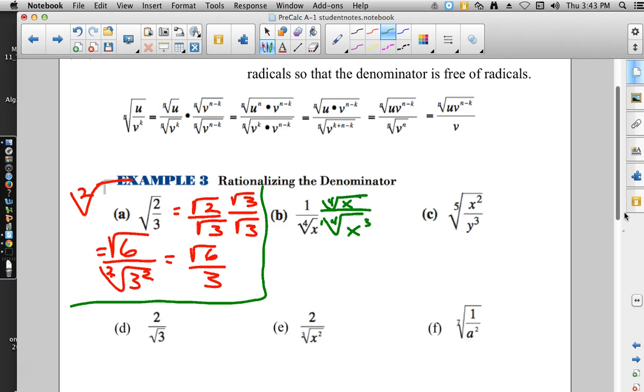And whatever we do to the bottom, we have to do to the top to keep it equivalent. So now my numerator is the fourth root of x to the third, and there's nothing I can do about that. But my denominator is the fourth root of x to the fourth. Now that's important. The fourth root of x to the fourth, hey, that's x.